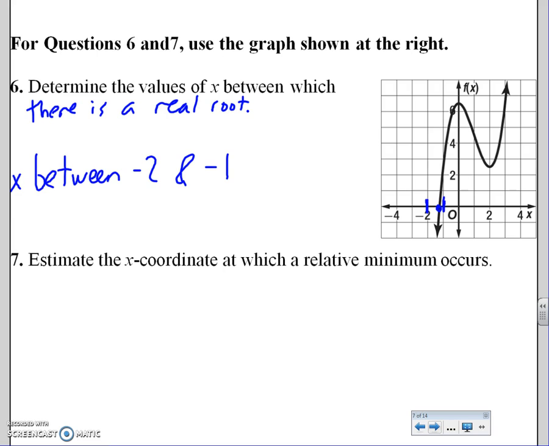Alright, find the x-coordinate where there's a relative minimum. Well, minimum is the bottom of a u. So right here is the minimum. The x part is 2. So x equals 2 there. Alright, that point might be 2, 3. The value of the minimum would be 3, but they want the x-coordinate. Not even 3. Maybe 2.5. Let's get that right. So maybe the value of the minimum is 2.5.